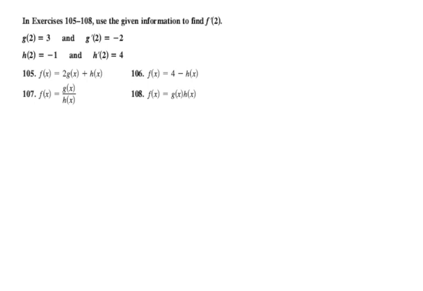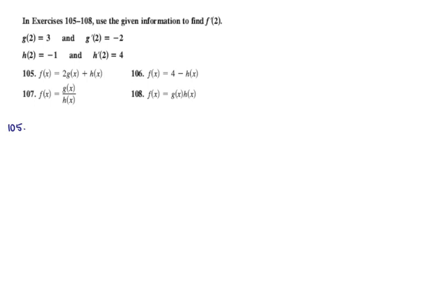In this next collection of problems from 105 to 108, we are again using the different properties of derivatives, including the quotient rule and the product rule, in order to evaluate derivatives. Here we're not given the exact functions, but we're given the values of functions g and h when x is equal to 2, and also the derivatives of g and h when x is equal to 2.